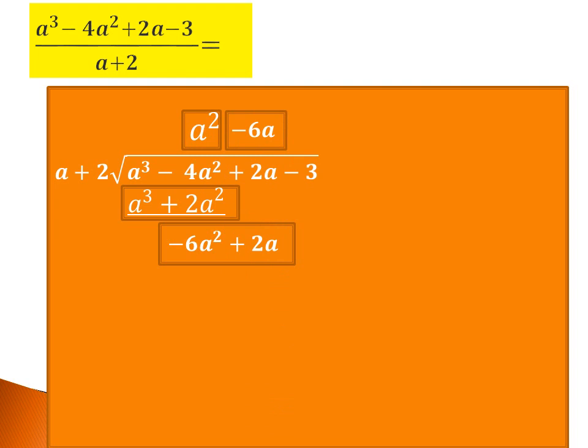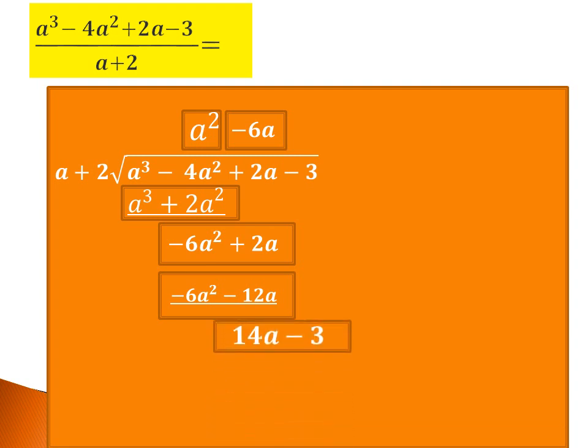Then, multiply negative 6a to the divisor. We have negative 6a times a. We have negative 6a squared. Negative 6a times 2, that is negative 12a. After that, change the sign of the subtrahend. We have negative 6a squared plus 6a squared, that is 0. 2a plus 12a, that is 14a.